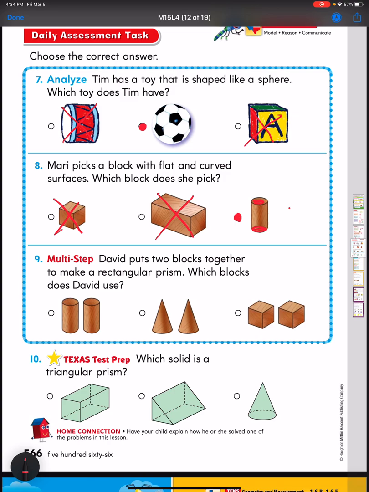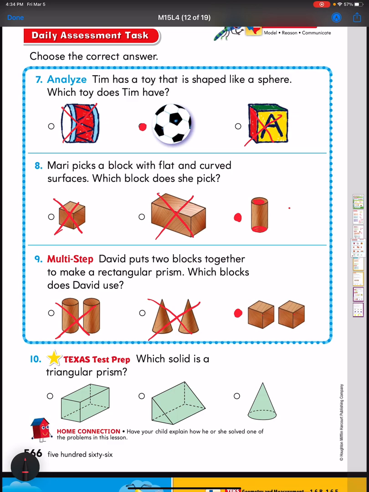Number 9. David puts 2 blocks together to make a rectangular prism. Which blocks does David use? I know a rectangular prism has 0 curved surfaces. It is a shape that I could stack. It would not roll in any kind of way. These cylinders have curved surfaces. These cones have curved surfaces. I would need 2 shapes that I could put together that would have 0 curved surfaces. That would be these 2 cubes. I could put them together to make a rectangular prism.